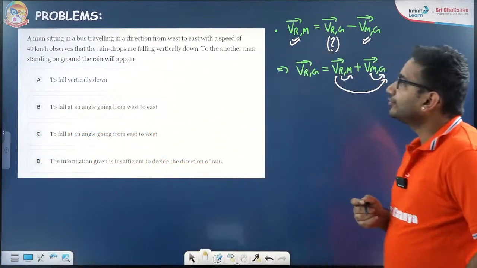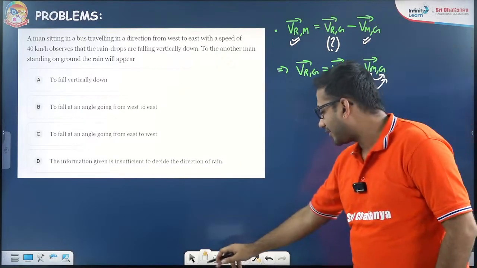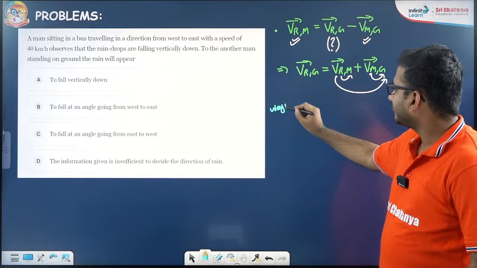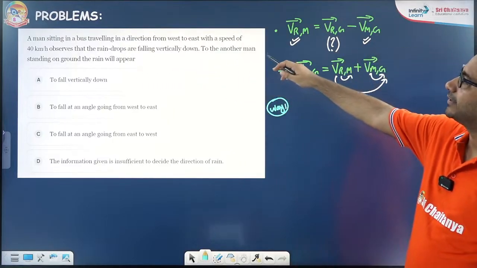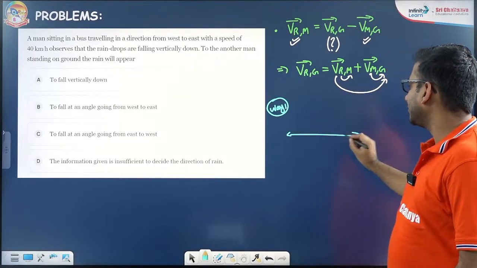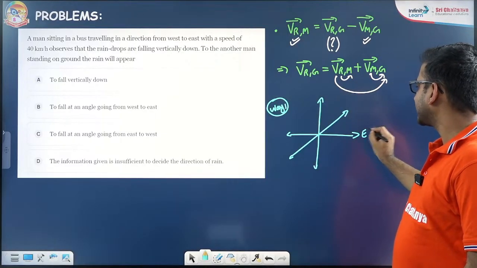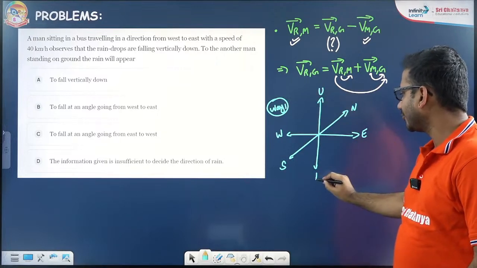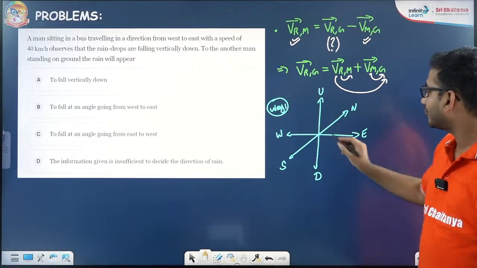Suppose I want to write that in terms of i cap, j cap, k cap. So, way 1. A man sitting in a bus traveling from west to east. So the bus is moving from west to east. For your convenience, let me draw this again for you. This is east, west, north, south, up and down. All right. So here we have seen that the bus is moving from west to east.